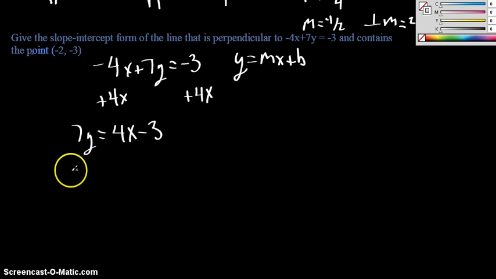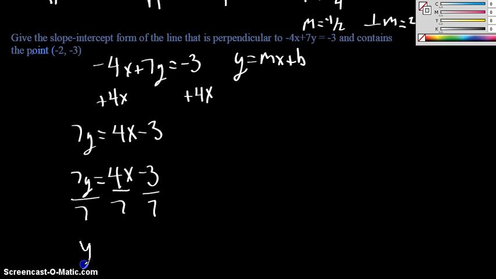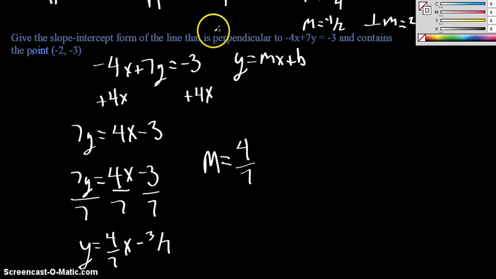We want to get y by itself, so my next step is going to be, I'm just going to rewrite the equation quick, divide everything by 7. So we get y equals 4/7 x minus 3/7. Now from this problem, my slope from my original problem is 4/7.